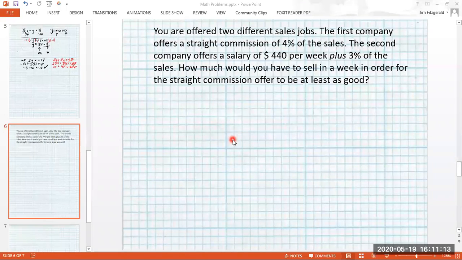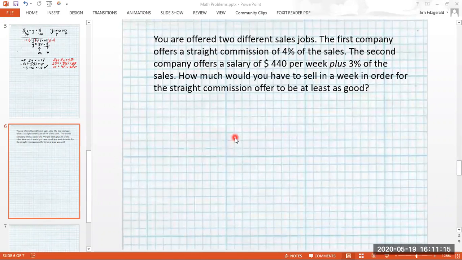Okay, in this problem, you're given a situation, you have two different sales jobs. The first company offers a straight commission of 4% of the sales. The second company offers a salary of $440 a week plus 3% of the sales. So how much would you have to sell in a week in order for the straight commission offer to be at least as good? So we're going to set up a system of equations to do this.